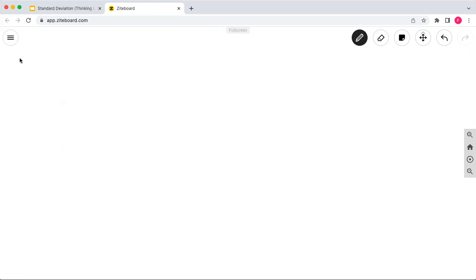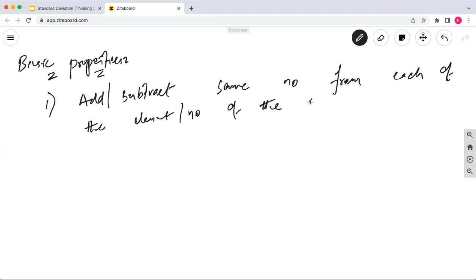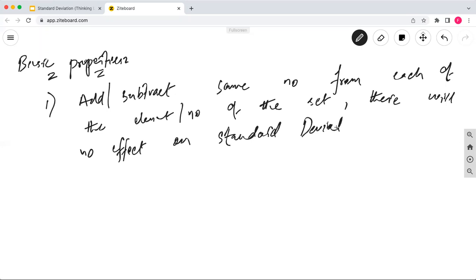Now let's see some basic properties. Our basic rules, you can say. First one is, if you add or subtract the same number from each element of the set, there will be no effect on standard deviation. Right, this is the first rule.